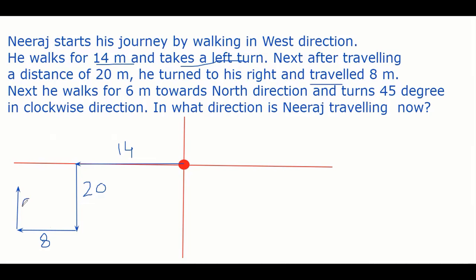After that, what is there? A 45-degree turn clockwise. Yes sir. So where will it be? I'll tell you again. First option, towards east. Second option, from the east side. This will be 45 degree, right? Yes sir. So now the question is, in which direction is he traveling now? Northeast. Simple. Yes sir.